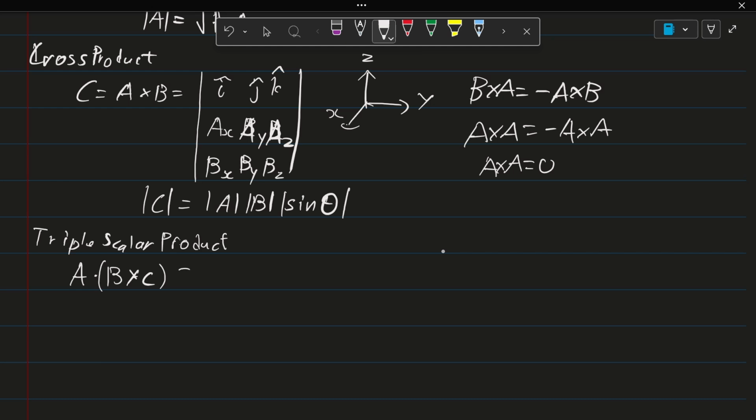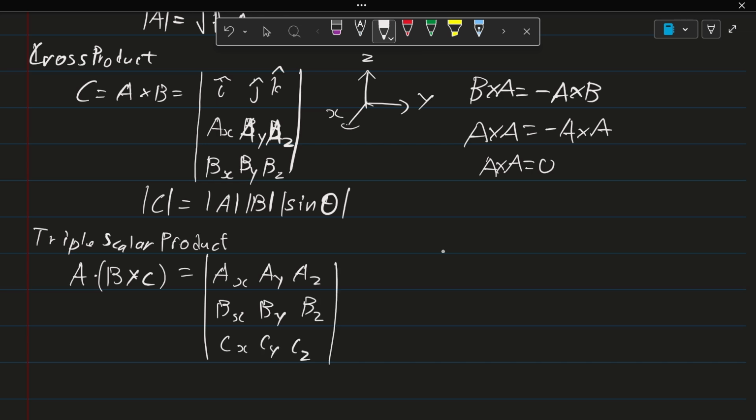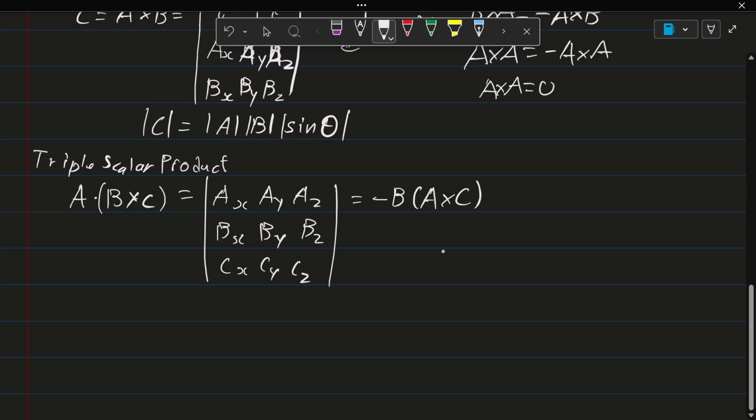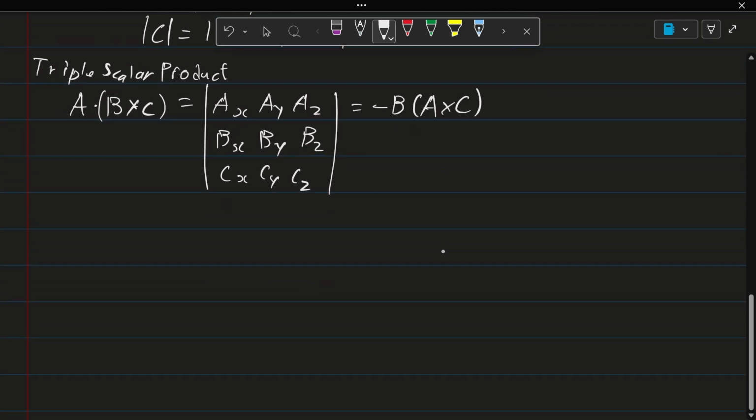So this would later just become the determinant of each of the components, like so: AX, AY, AZ, BX, BY, BZ, CX, CY, CZ. And this would mean that this is the same thing as negative B dot A cross C. You could also do some other permutations, and it will result in the same cyclic pattern. So after we have talked about the scalar product, we can talk about the triple vector product.